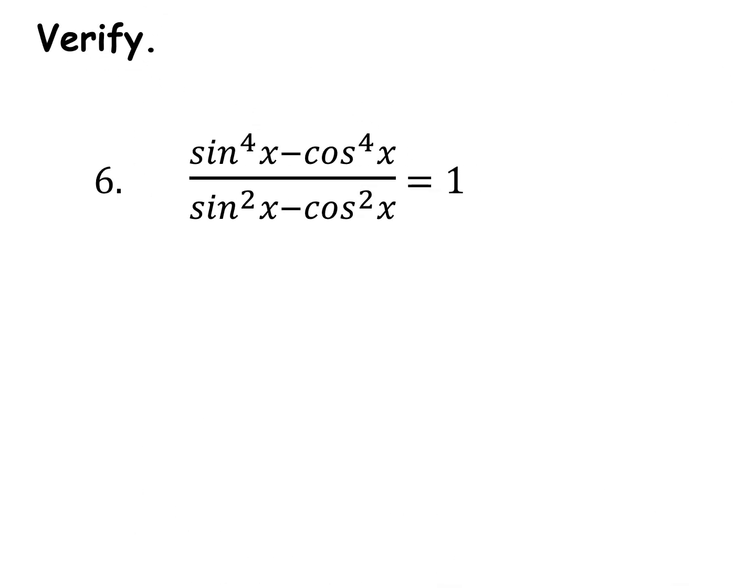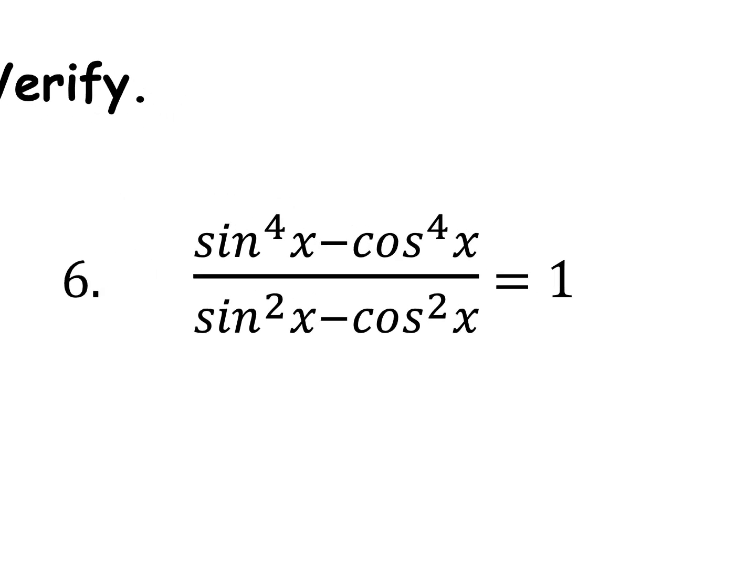So we're verifying, so we're choosing the more difficult looking side, and then we're simplifying that to make it equal to the other side. So obviously the more difficult side here is the fraction, not 1, right? We can't really do anything, I mean we could, but it's not gonna work. So I'm gonna simplify this left-hand side here and make it equal to 1.